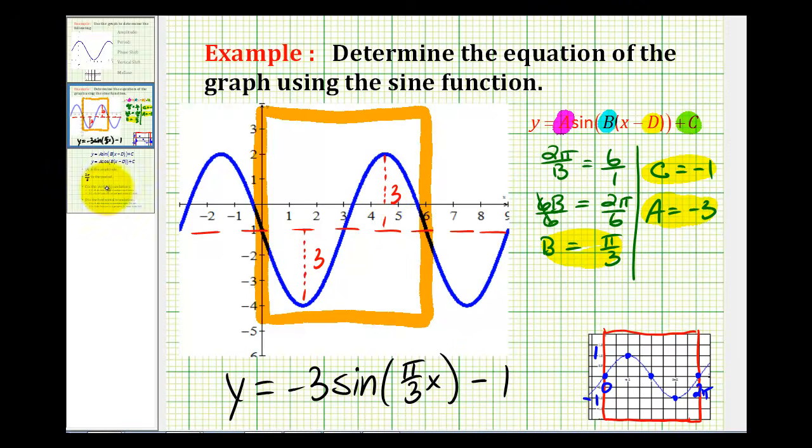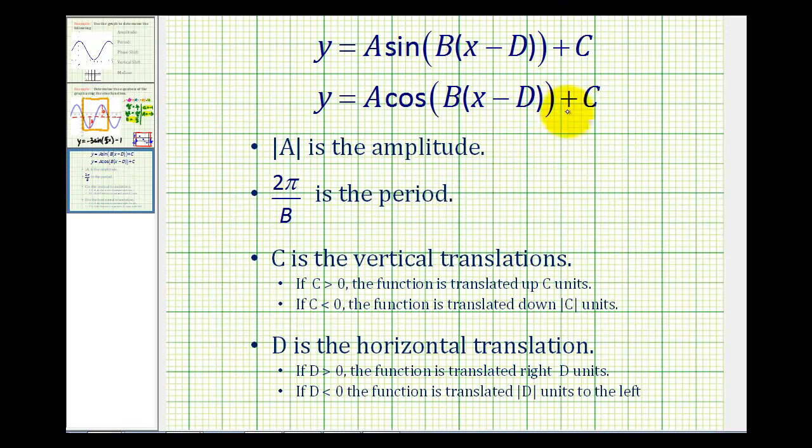And I'll leave you with a summary of the notes that we used to determine the values of a, b, c, and d.